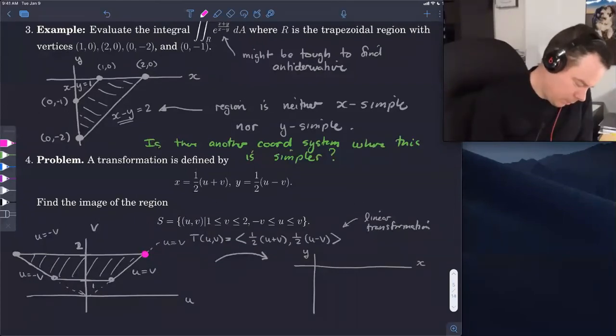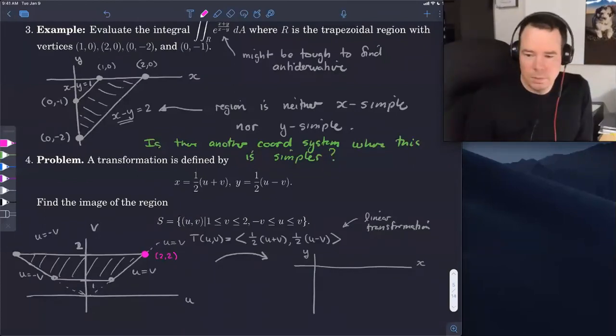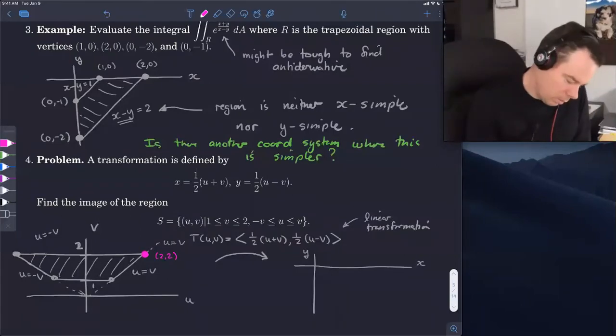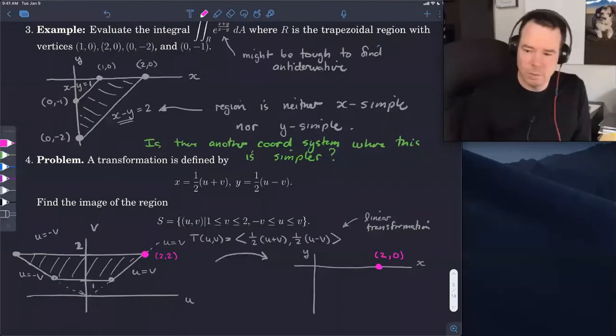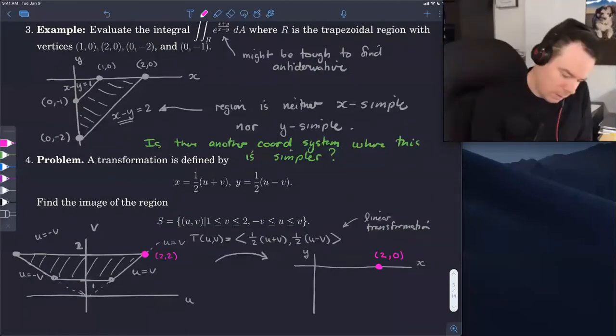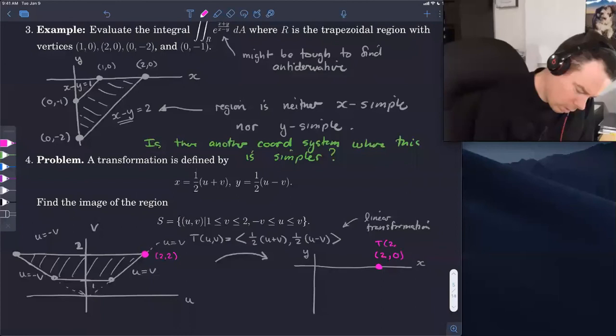So this point here, that's 2, 2. Where does it go to? So we plug it into our expression for T, 2, 2, that goes in for U and V. The first coordinate becomes 2 plus 2 over 2, or 4 divided by 2, which is 2. So that has an X value of 2. And the Y value is U minus V over 2, so its Y value is 0. So that's where that first point went to. This is T of 2, 2.